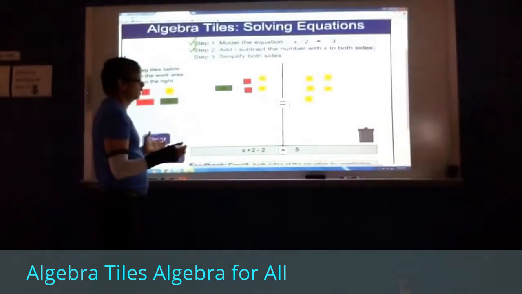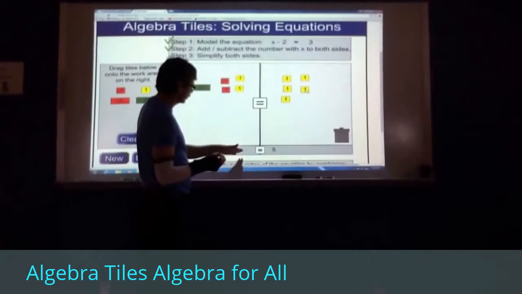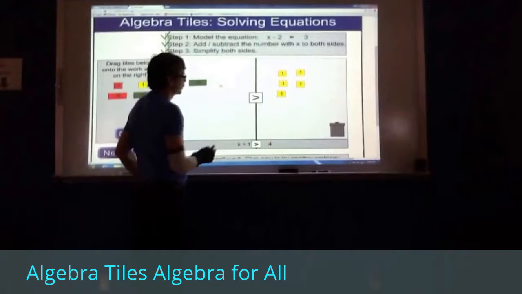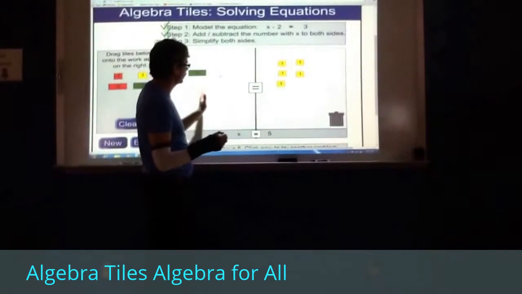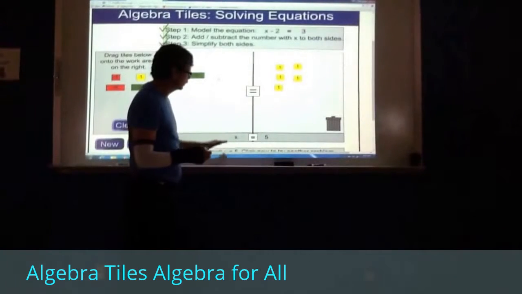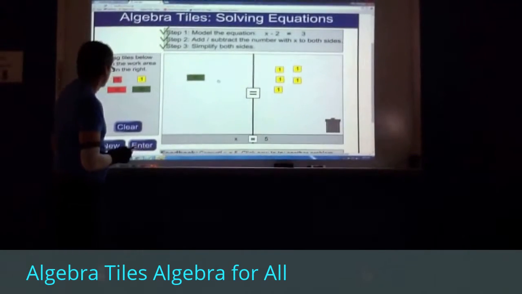our balanced equation. Now to simplify this, notice how a 2 and a negative 2, that's a zero pair. So those should zero out. And notice now I'm left with x equals 5. Once you get x by itself, that's going to tell you what x is. x is equal to 5. That is our solution.